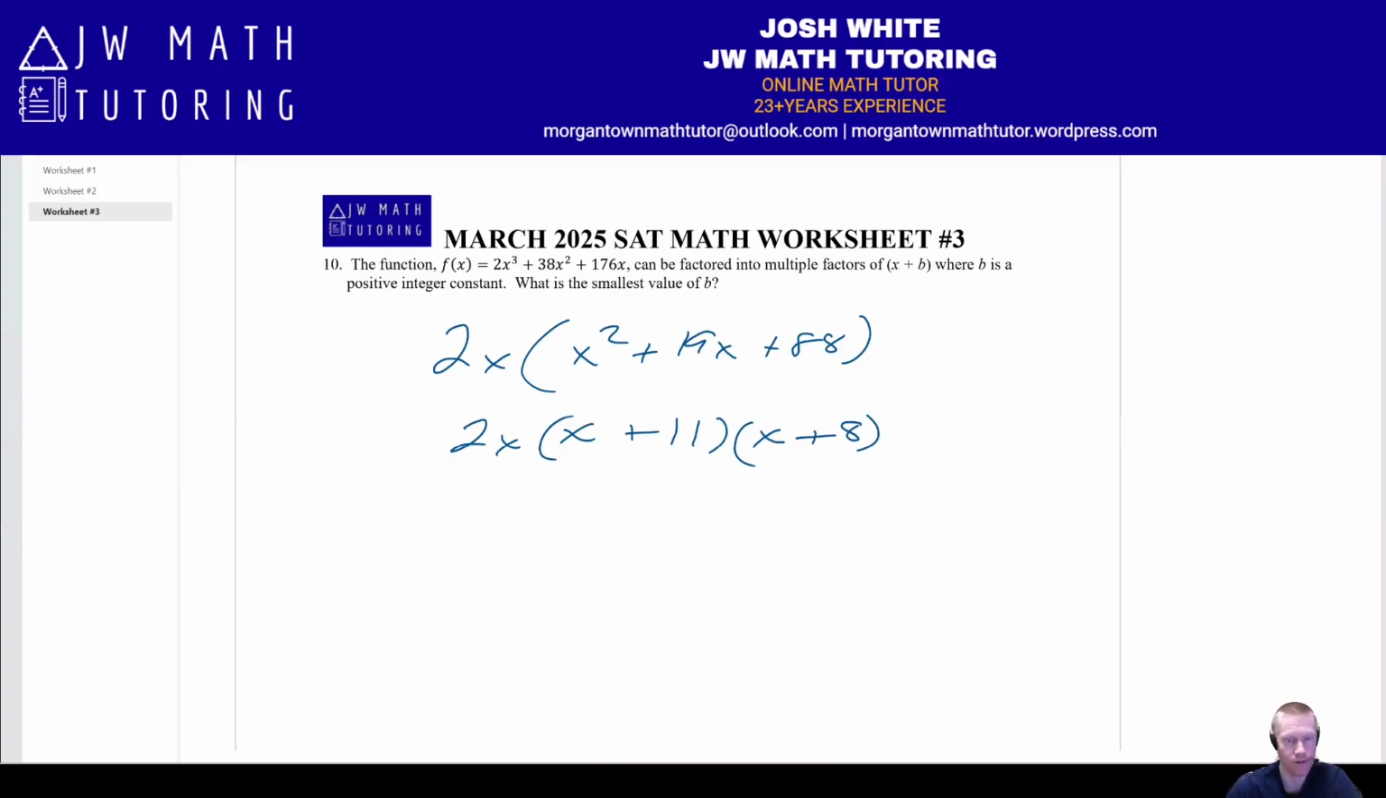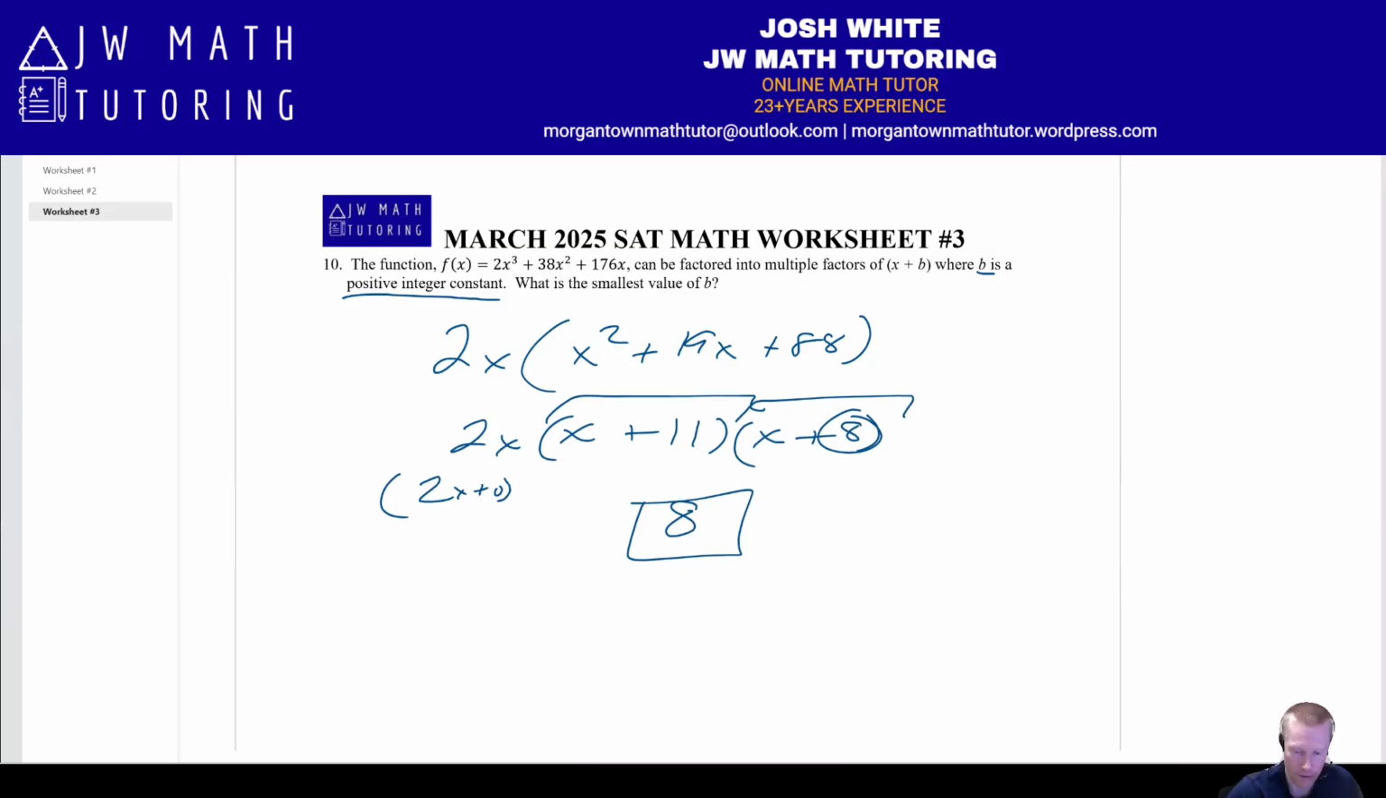What's the smallest value of b? So notice we ignore the 2x because that's really like 2x plus 0, but it tells us in the problem b is a positive integer constant. So b cannot be 0. So we ignore that for these purposes. So we're really just looking at these two right here. So what's the smallest value of b? Well, it's just right here, it's 8. 8 is smaller than 11, so the correct answer for this one would be 8.